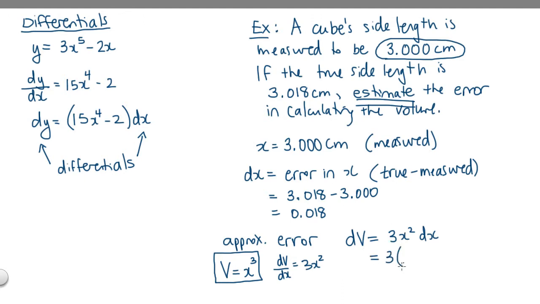We got 3 times 3.000 squared, and then times our error in x. So that's 0.018. And we can grab a calculator and just work that out. Comes out to 0.486. And because we're talking about an error in the volume here, that's going to be measured in cubic centimeters. So 0.486 centimeters cubed. So that is the approximate error in calculating the volume, and we are done the problem.